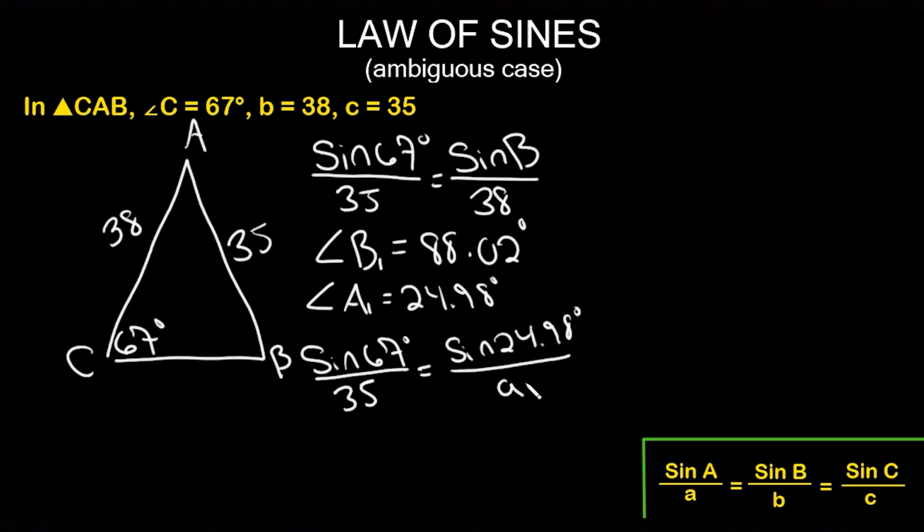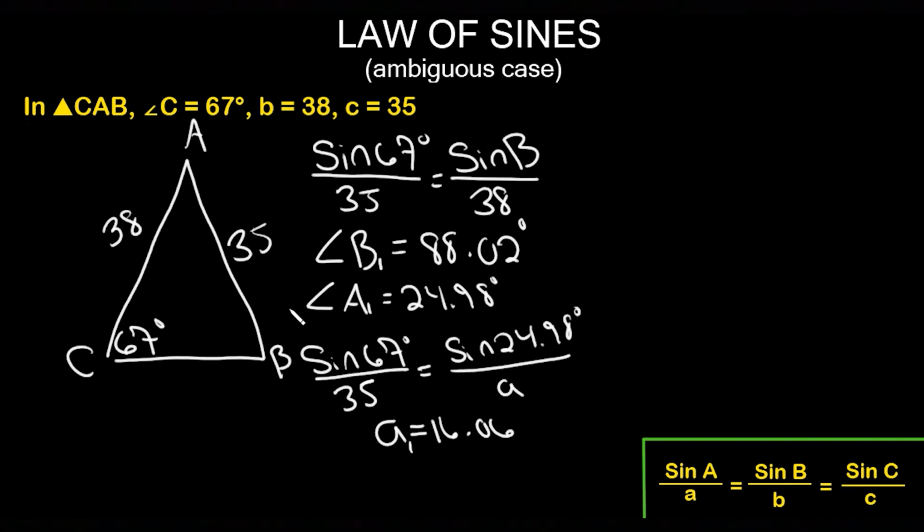So in your calculator, you're going to do sine of 67 degrees, divide by 35, and then you'll get your answer. From here, plug in sine of 24.98 degrees, right? And now you're going to divide by your previous answer. If you have to write this out to do it, you can, but you should be able to plug this into your calculator without an issue. So when I do that, I get 16.06. So A is equal to 16.06.